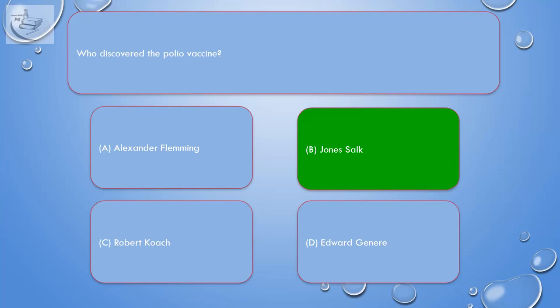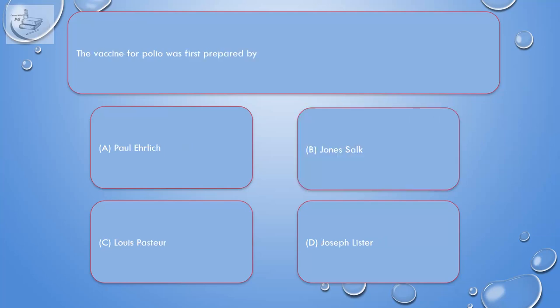Correct answer is B. John Salk. Question: the vaccine for polio was first prepared by A. Paul Ehrlich. B. John Salk. C. Louis Pasteur. D. Joseph Lister.